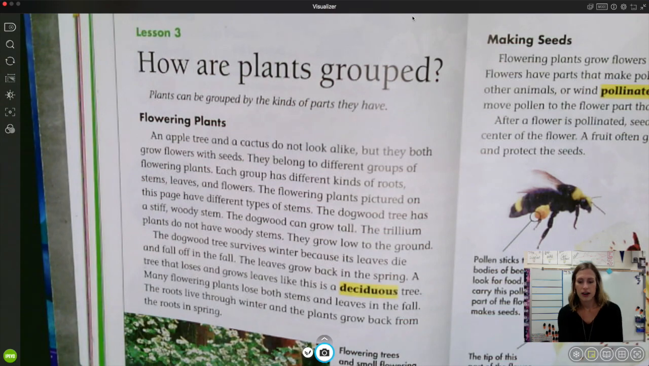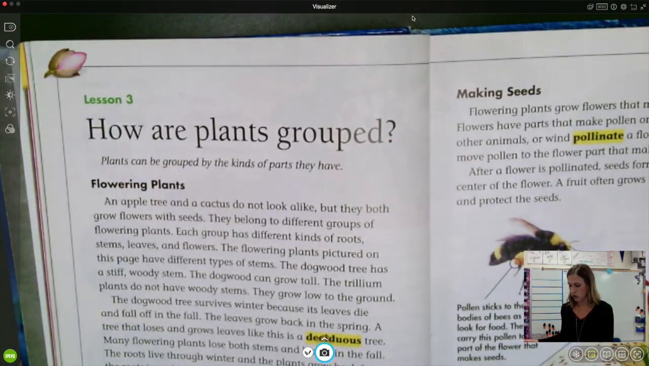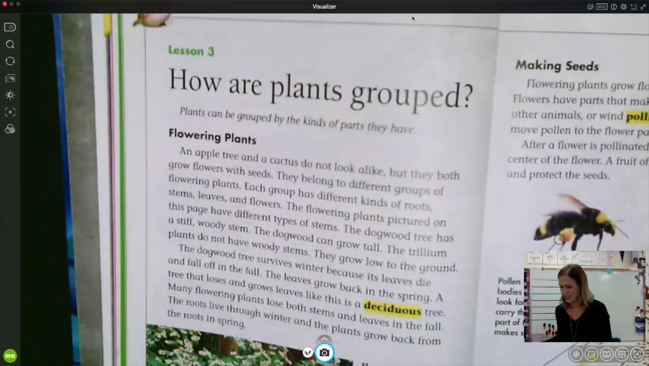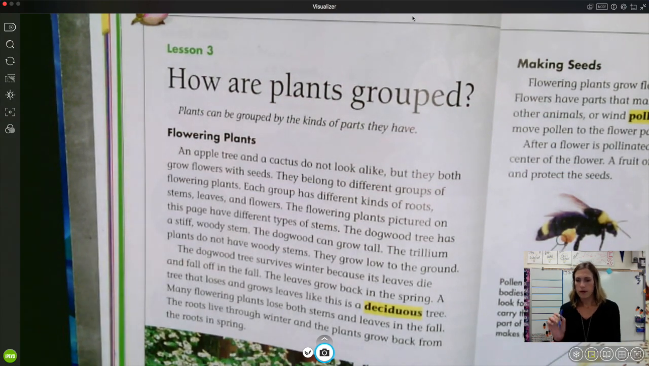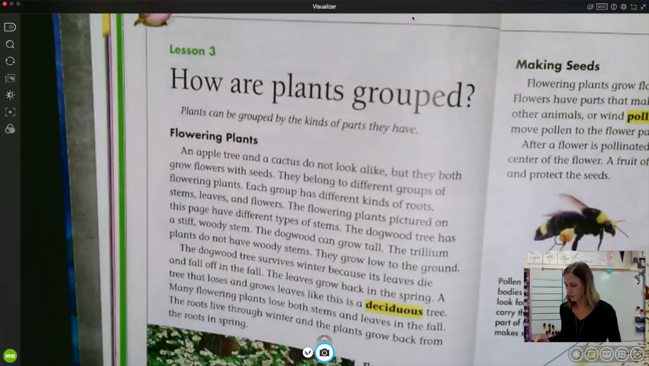Happy Thursday, third grade. Today we are in our science textbook again. We're on lesson 3, How Are Plants Grouped? That lesson starts on page 14 of your book. You should be on page 14 there. Your notes will be on page 5, right where it says lesson 3 at the top, How Are Plants Grouped?